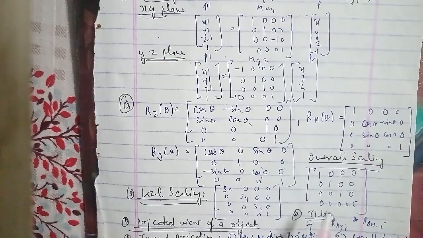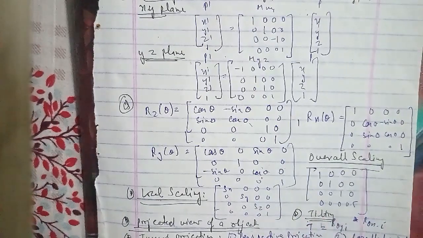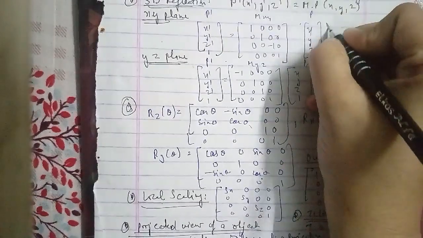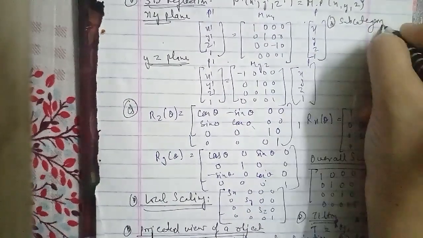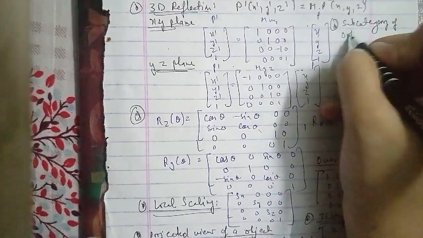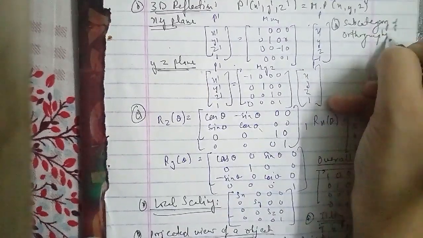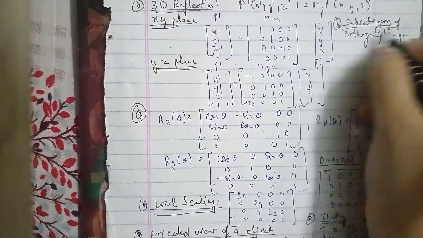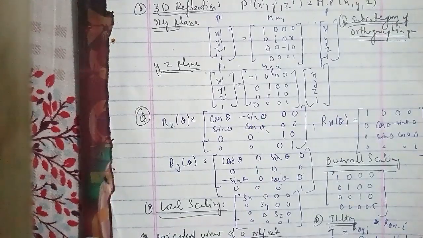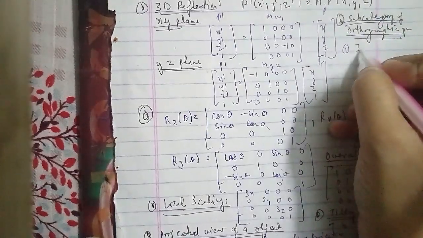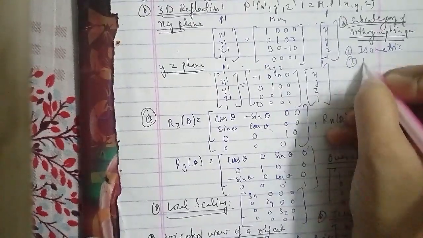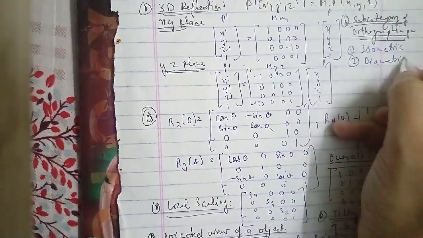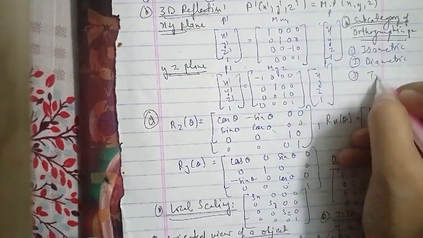The other question that arises is to give the common subcategories of the orthographic projection. We have three: the first is isometric, the second is dimetric, and the third is trimetric.